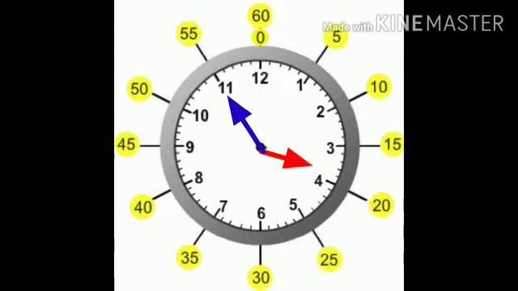Students, here we can see that the hour hand is between 3 and 4 and the minute hand is on 11. So to calculate the minutes, we count the table of 5 up to 11. 5 elevens are 55. So the time is 3:55.